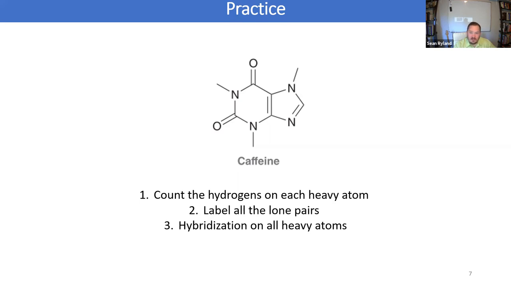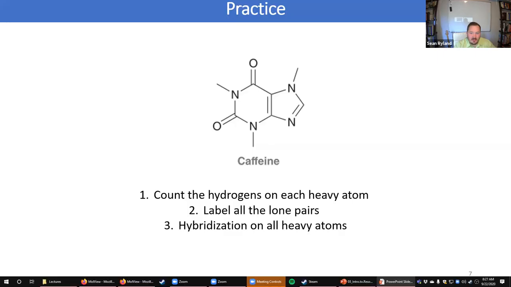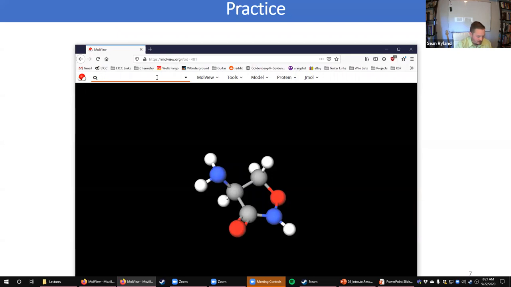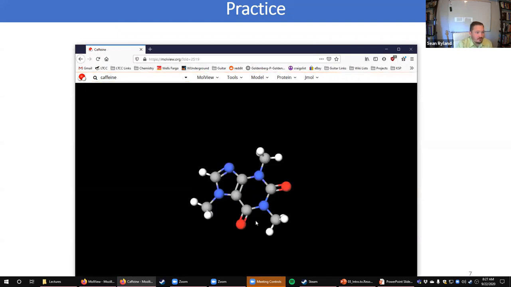So that lone pair can't also be a part of resonance because of the shape of the orbitals. And again, we will see this if we look at the structure for caffeine here.